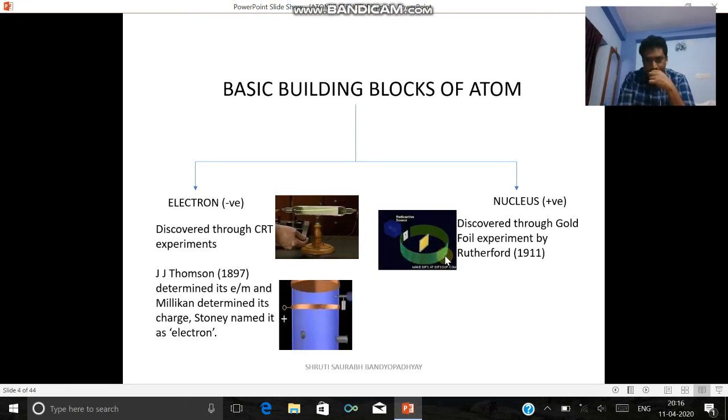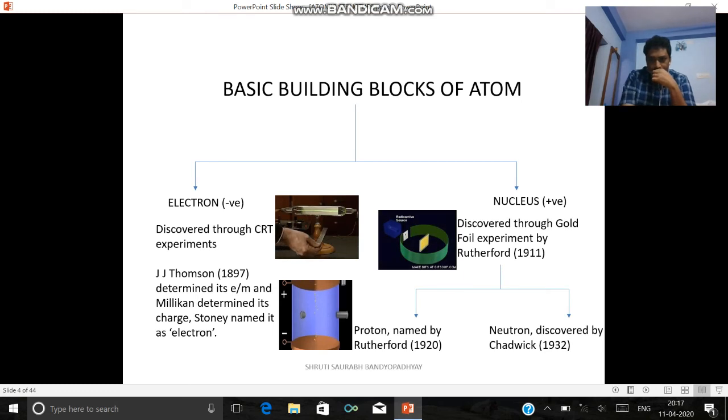Zinc sulfide is fluorescent material. So as soon as the alpha particle strikes the screen, a scintillation is produced, and by counting that scintillation, Rutherford and his students were able to perform this experiment to determine that something positively charged entity is there inside atom. Proton named by Rutherford in 1920.